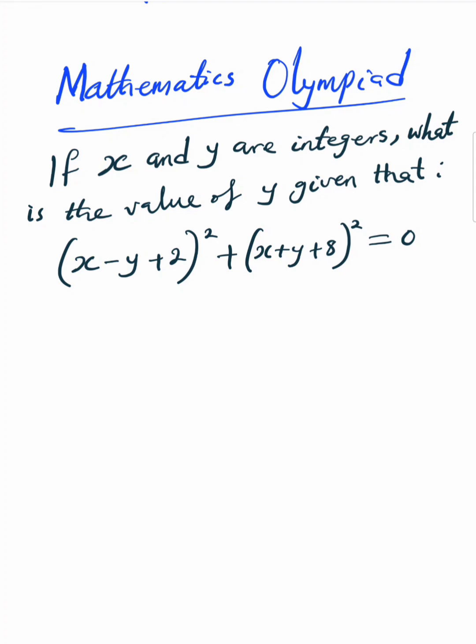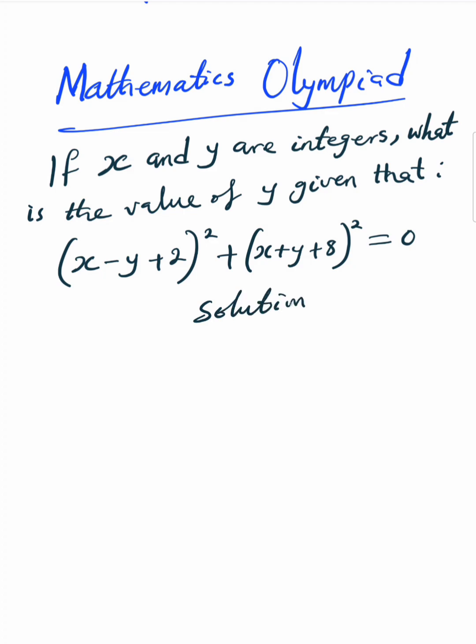It says, if x and y are integers, what is the value of y, given that (x - y + 2)² + (x + y + 8)² = 0. Solution, let's go.